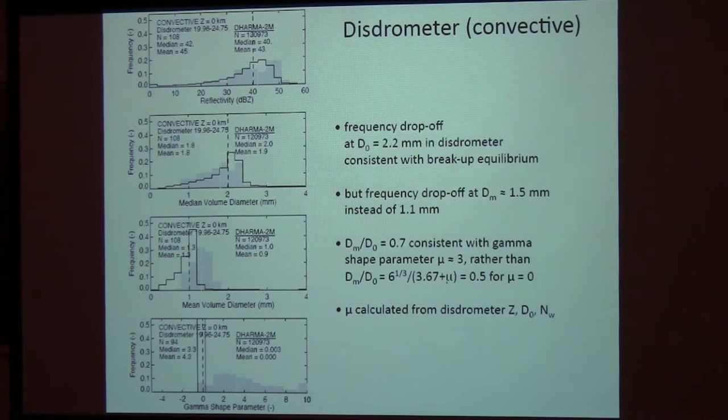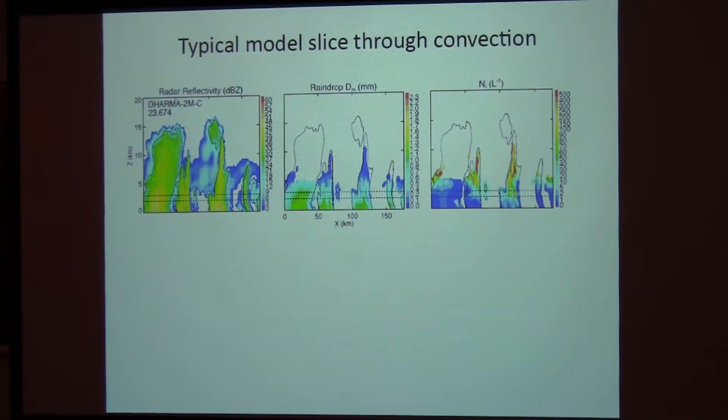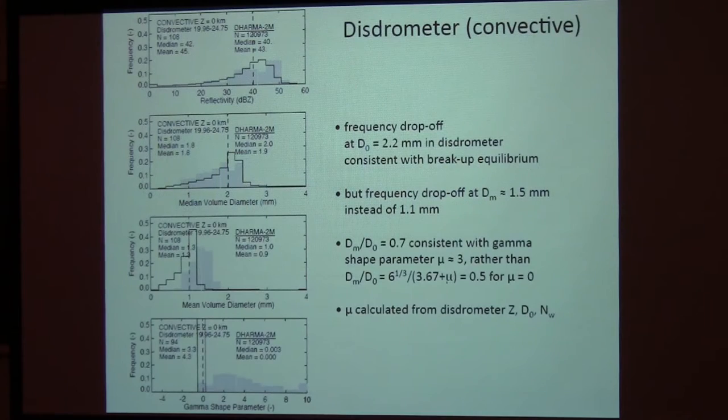So the next step is to recall that we have that distrometer. It doesn't sample well in convective regions, but we do have data from it. And so we went looking for breakup equilibrium in a very sparse data set. We had 108 samples in the convective region with the distrometer. This is the reflectivity, actually a pretty good distribution of reflectivity compared to our full model simulation. And there we found breakup equilibrium at the expected value for an exponential raindrop size distribution of 2.2 millimeters.